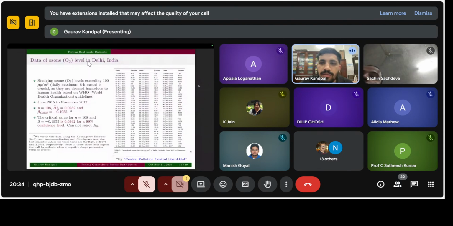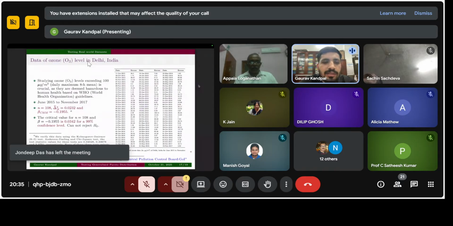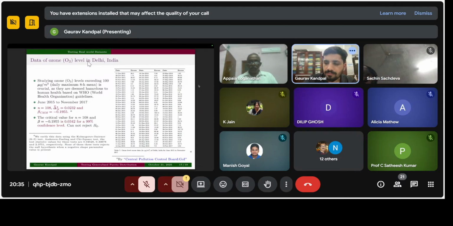As you can see, we have 108 data points here, and the test statistic value we are getting is 0.02. For the 99% confidence level, we cannot reject the null hypothesis H0, and I have given the critical value and the other estimated test value in red color. We have also checked this data using the Kolmogorov, Anderson-Darling and chi-square tests, and none of these three tests reject the null hypothesis when a negative shape parameter is present. So we also cannot reject the null hypothesis for this particular data.